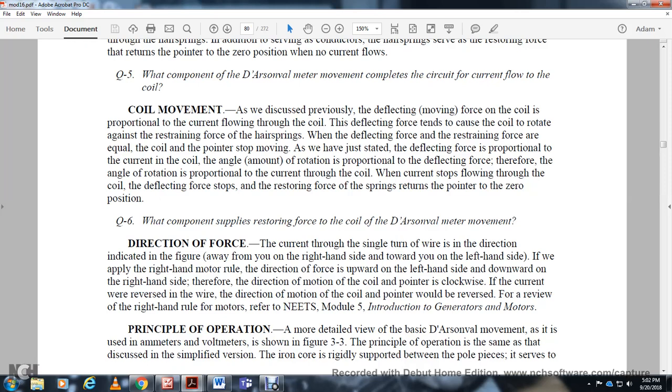If the current were reversed in the wire, the direction of the motion of the coil and pointer will be reversed. For a review of the right hand coil rule for the motor, see Module 5 of the introduction to generators and motors.